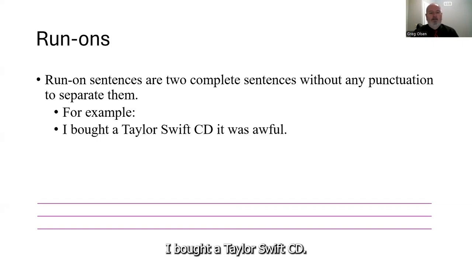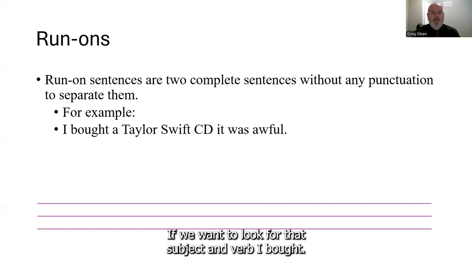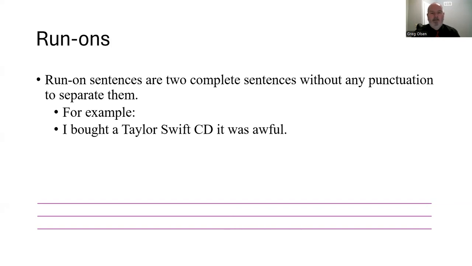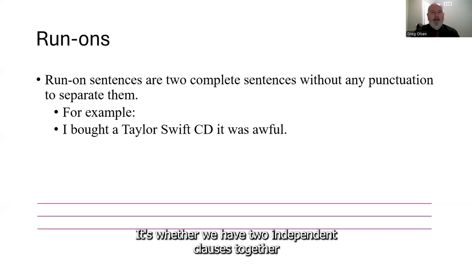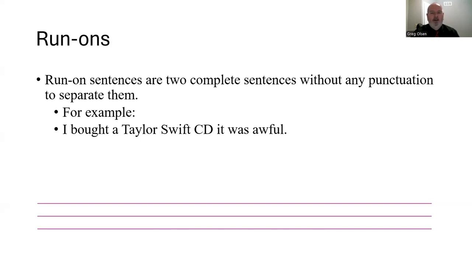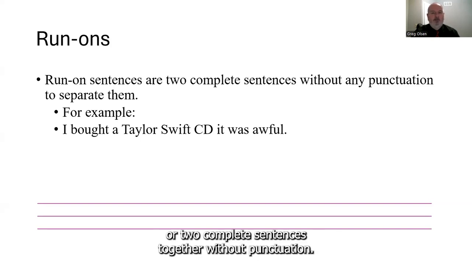I bought a Taylor Swift CD. It was awful. Okay, so we want to look for that subject and verb. I bought. So we have a subject and verb. Then we have another subject and verb. It was. Okay, so we have two sentences put together, no punctuation between them. That's what makes it a run-on. So run-ons can be extremely short. So again, it's not the length, it's whether we have two independent clauses together or two complete sentences together without punctuation.